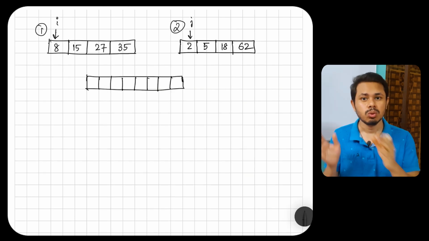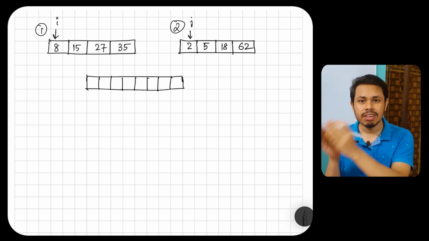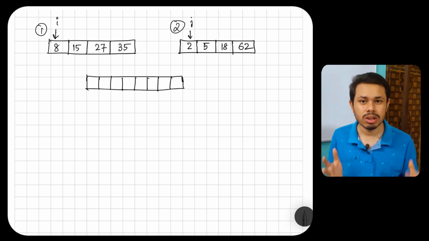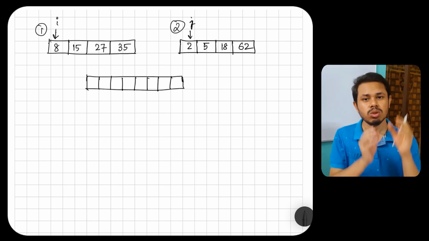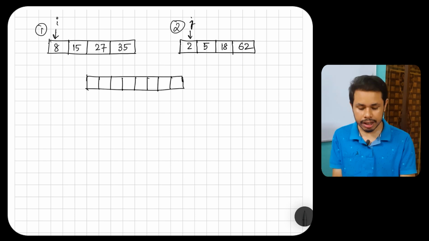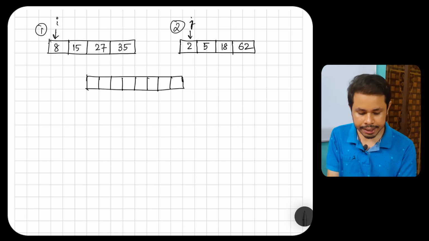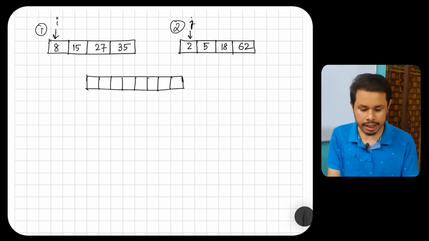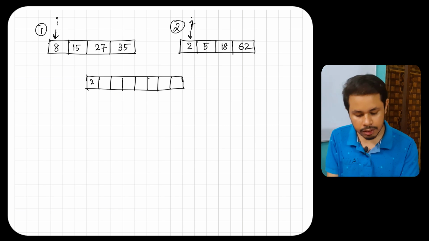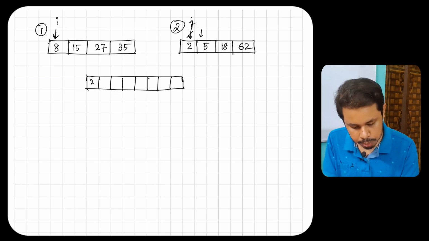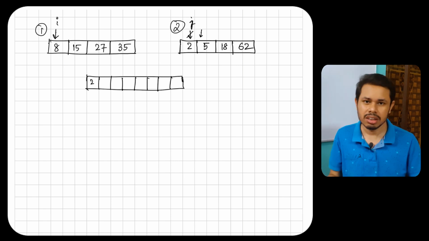Now we shift our pointers from the left-hand side to the right-hand side of both arrays. We compare the ith value and the jth value, and whichever is smaller, we keep putting it in the bigger array. From 8 and 2, which is smaller? 2 is smaller than 8. So we put 2 here and we increment the value of j. So j should be pointing there because 2 is already taken.